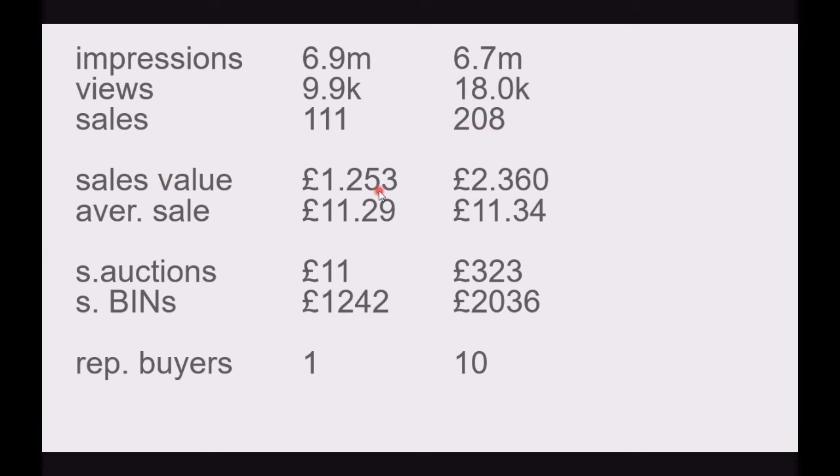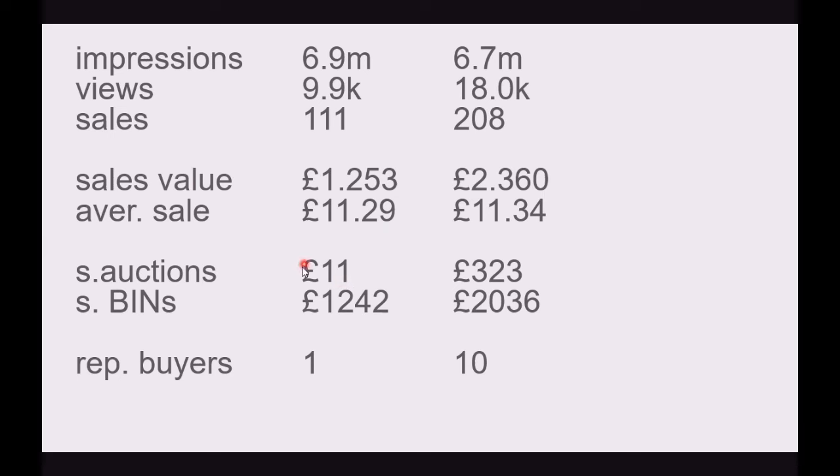Sales value, £1,253 in October, £2,360 in January. Again, almost doubled. 2.5, 2,500 would be doubled. Average sale stayed roughly the same, 11.29 to 11.34.